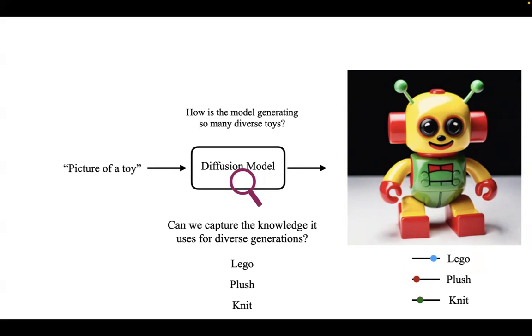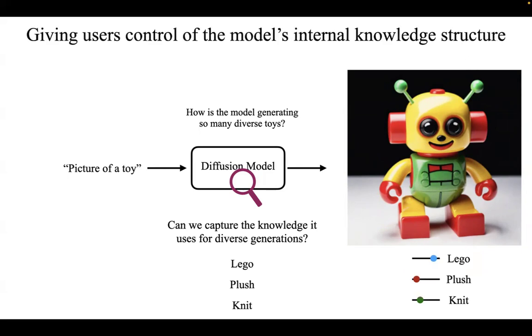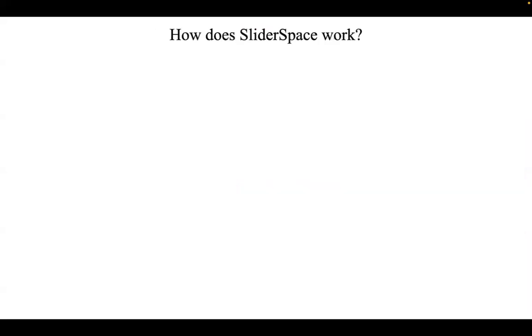Essentially, if we capture this hidden representation structure and are able to control it, we are giving the users of these models the ability to control the model's internal knowledge structure. Let's get into how SliderSpace works.